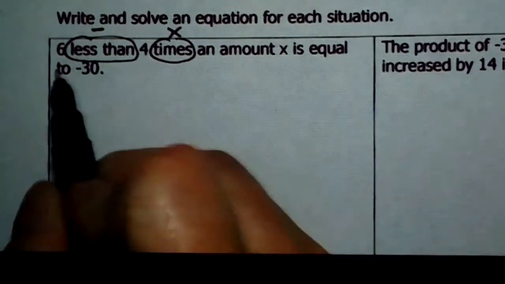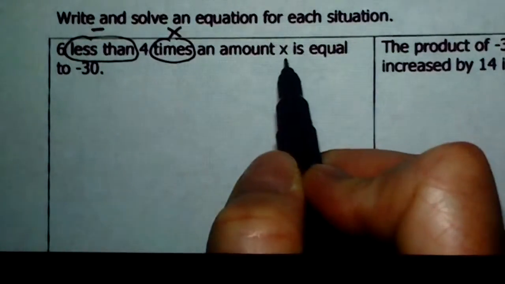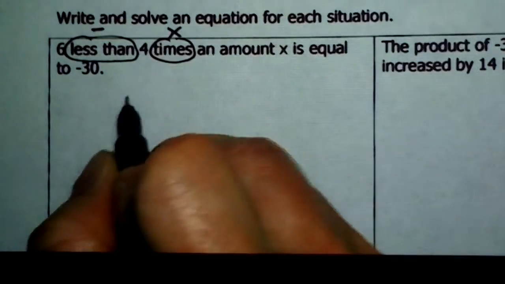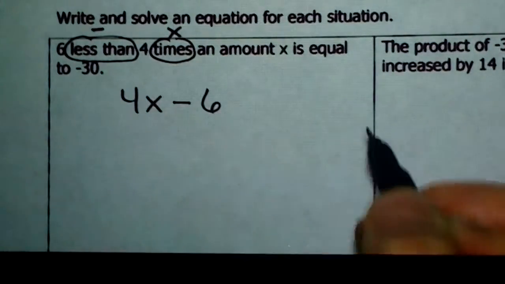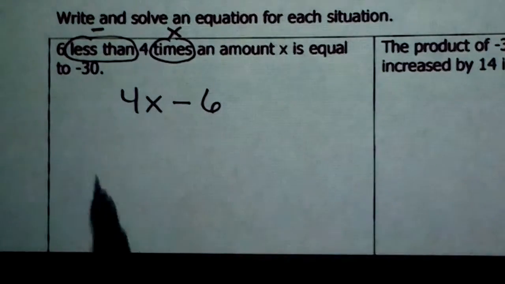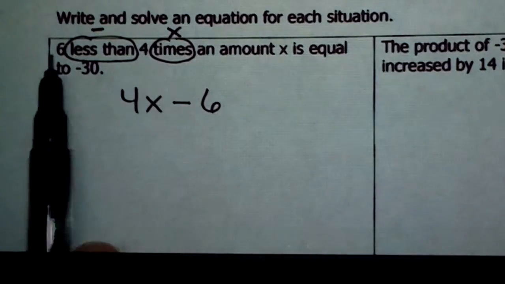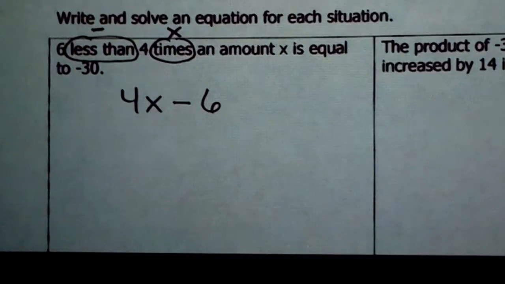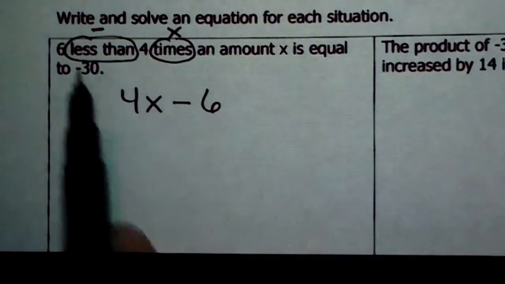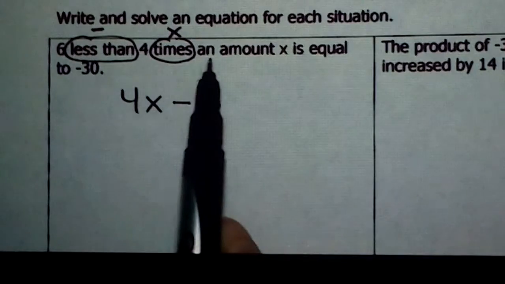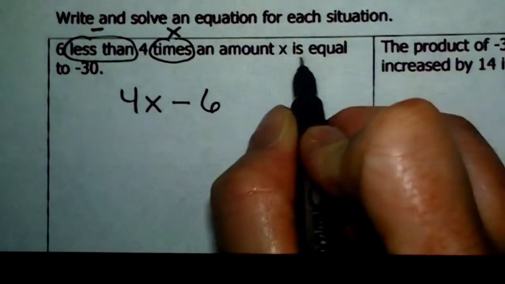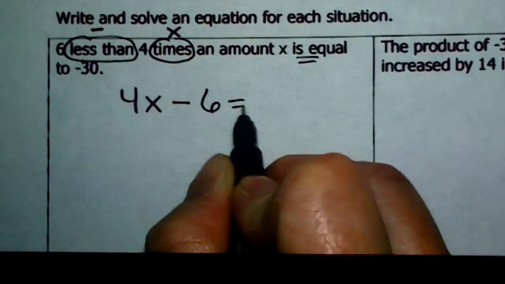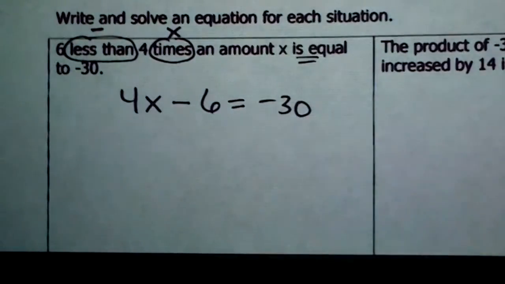So if I want to show 6 less than 4 times an amount x, 4 times an amount x looks like 4x. 6 less than that means I'm taking 6 away from it. And you might be thinking, why isn't it 6 minus 4x? If it's 6 less than something, you're taking 6 away from whatever that amount is. So what we talked about before: whenever you see the words less than, the order gets flipped around. Alright, and then I see the words is equal to, so there's my equal sign, and it's negative 30.